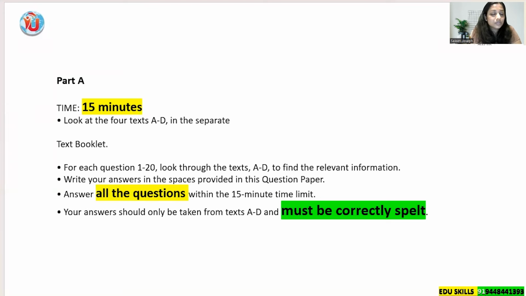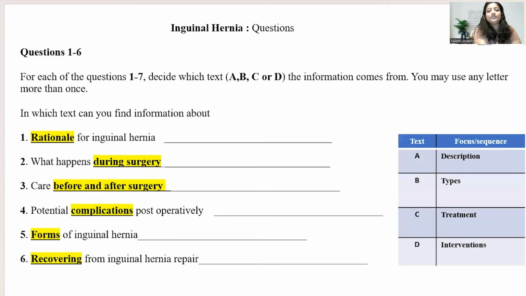So what is your required score for reading part A? 20 out of 20. What's your name? 20 out of 20. Okay. So we need 20 out of 20. Not 18, 19, 17. Okay. So ready? Yes, ma'am. Okay. So your time starts now.